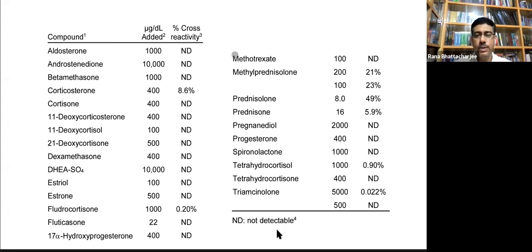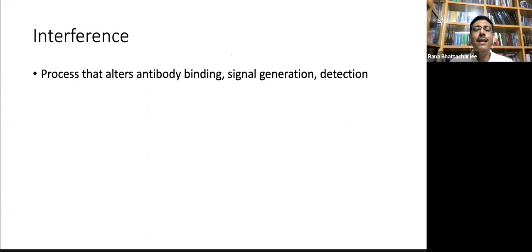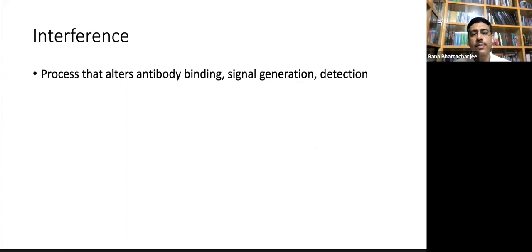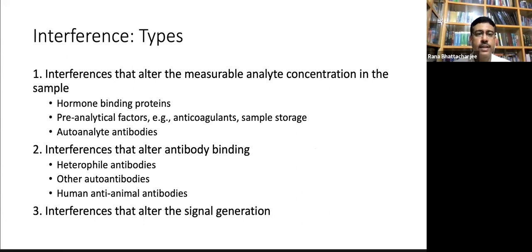The other term that is used is called interference. In some literature, cross-reactivity is included within interference, but most of the literature says interference is something where the parallelism between the analyte and the cross-reactant is not there. That is called interference. Whereas in cross-reactivity, there is some kind of parallelism between the analyte and the cross-reactant. Now here, various factors can interfere with antibody binding, signal generation, or signal detection. And there are different kinds of interferences.